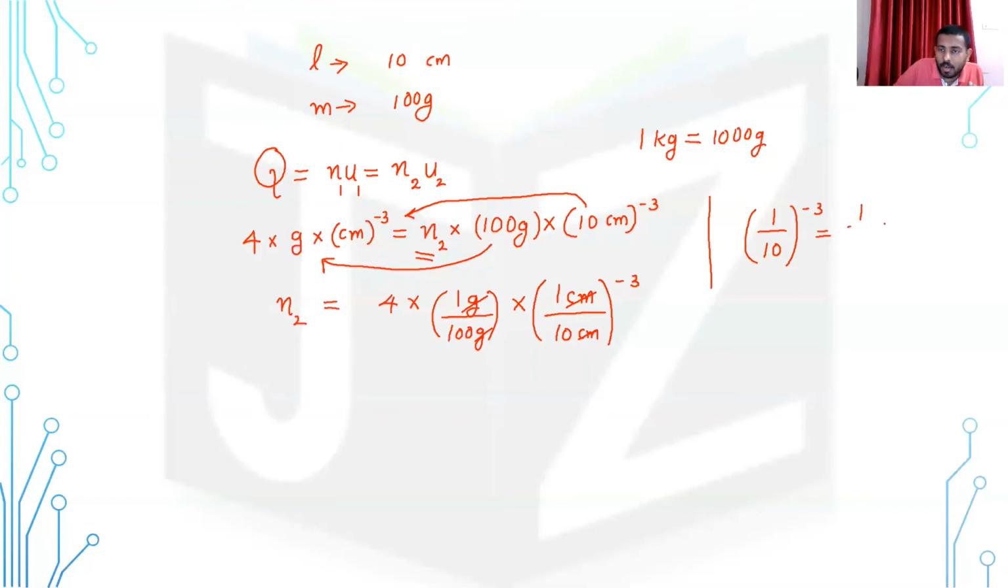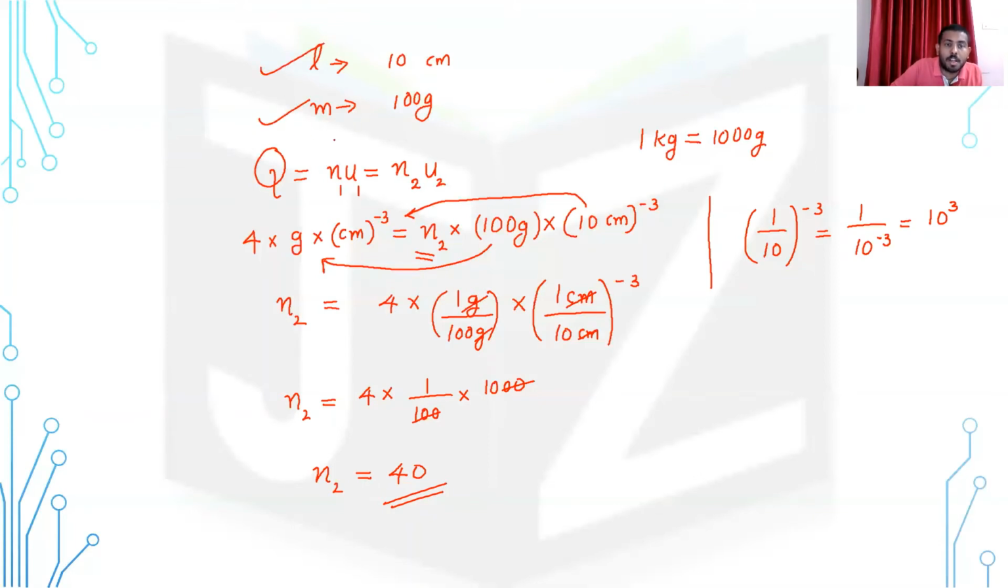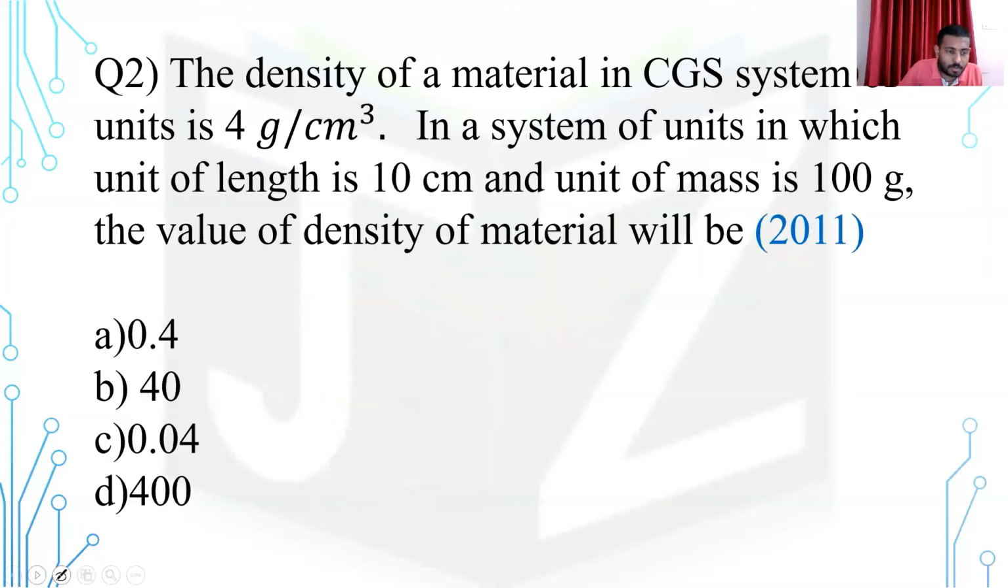That can be written as what? 1 divided by 10 raised to minus 3. So bringing it up, we change the sign, that is 10 raised to 3. So the value of N2 is equal to 4 into 1 by 100 into 10 raised to 3, which is 1000. Cancelling two zeros from here and from here, we get the value of N2 is equal to 40. So therefore, in the new units, where the unit of length is 10 centimeter and the unit of mass is 100 gram, the numerical value of density will be 40. So let's check whether 40 is given in the options or not. Yes, 40 is given here. So the answer is 40.